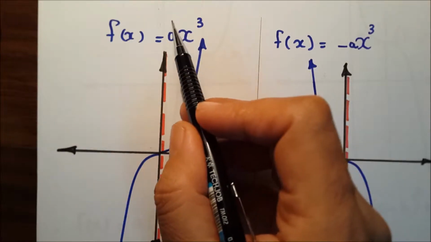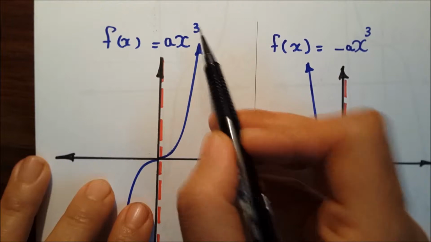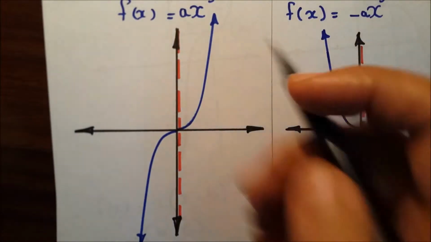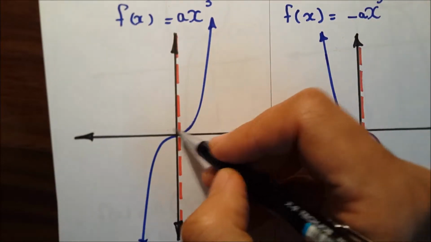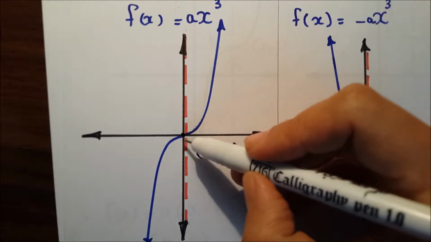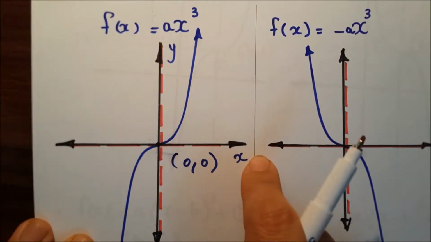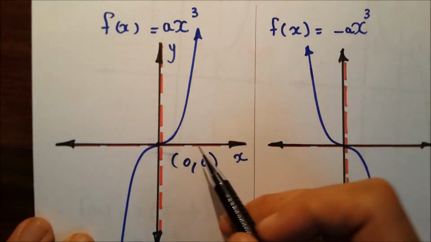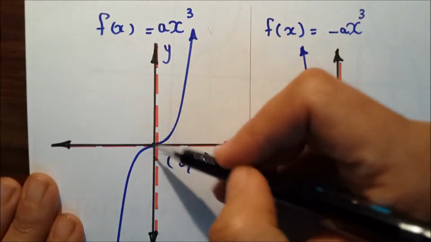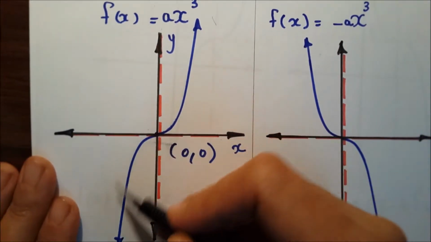Let's start with the simple cubic function where f(x) is equal to ax cubed. The graph of this function has this shape, and it has a point of symmetry at the origin. The y-axis and the x-axis are the two axes of symmetry of the graph. The graph has two parts. Draw the first part in the first quadrant and the second part in the third quadrant.